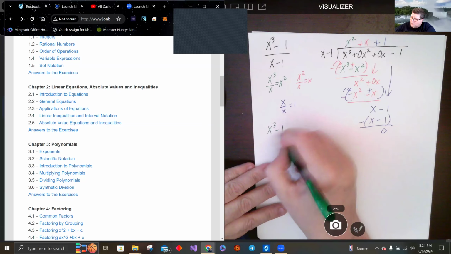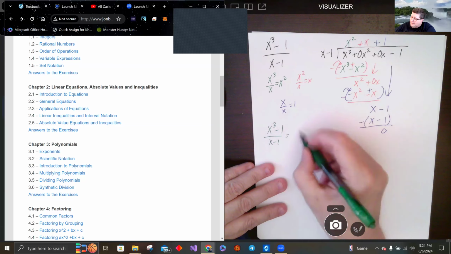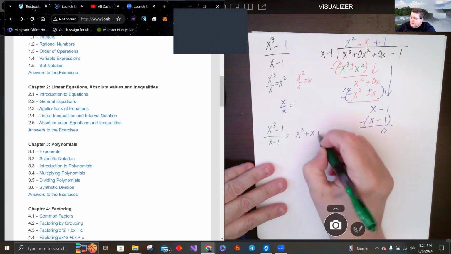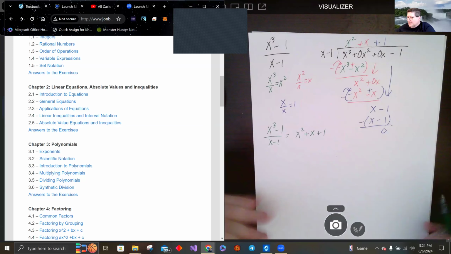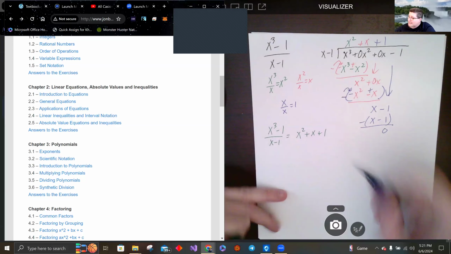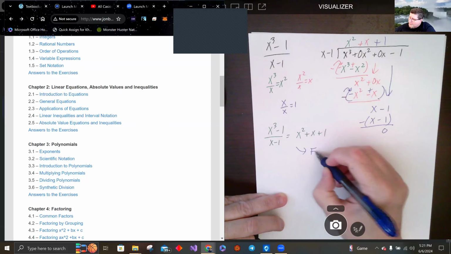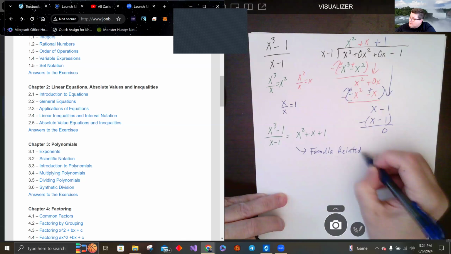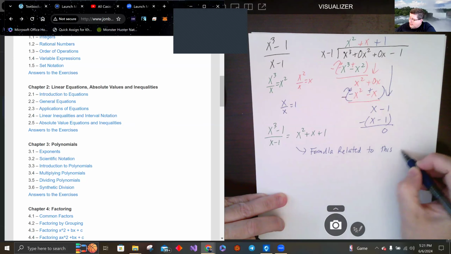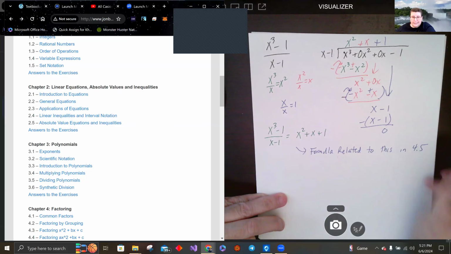x cubed minus 1 over x minus 1 is x squared plus x plus 1. We will actually have a formula related to this in 4.5 when we get to that.